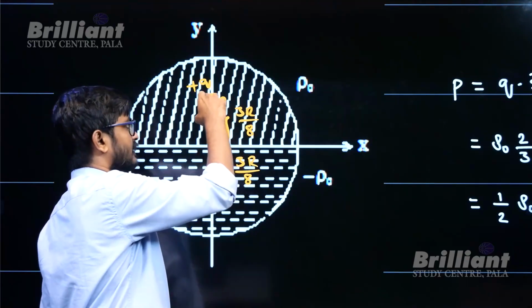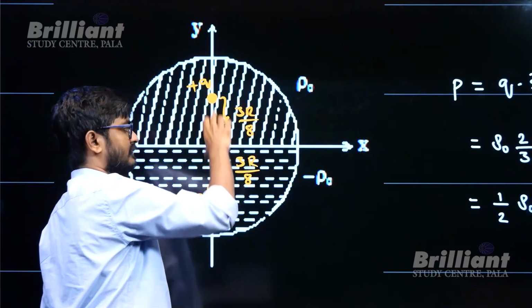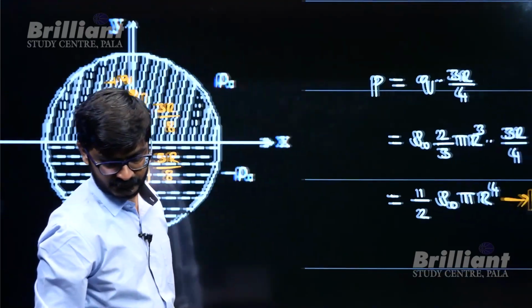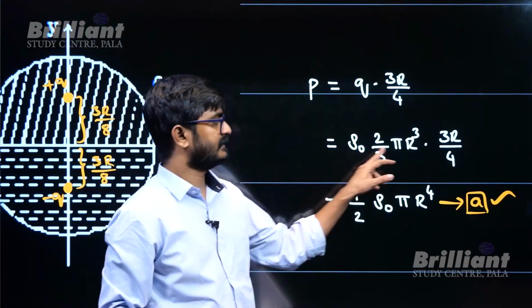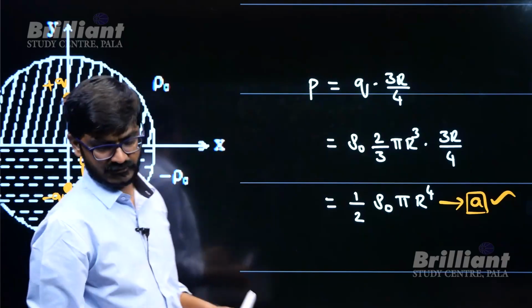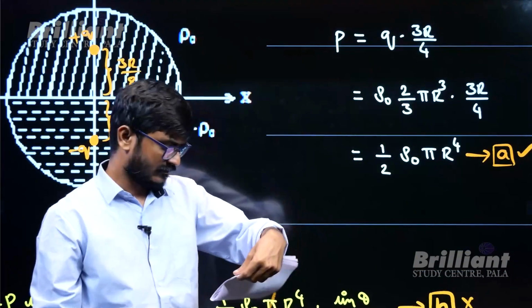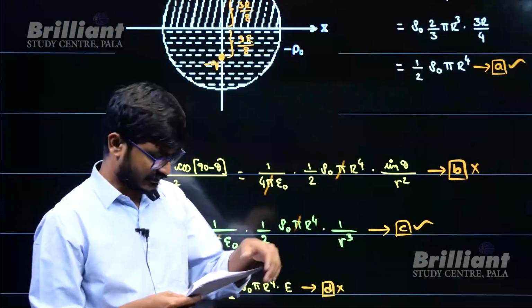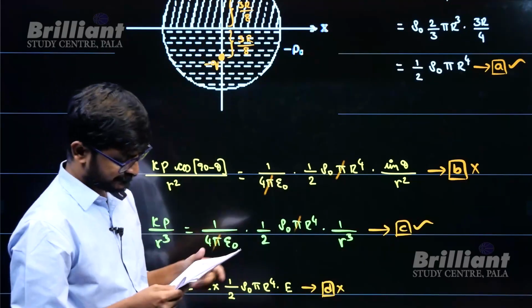Now what is the dipole moment? The dipole moment is the charge on this half into this total distance 3r by 4. The charge on that half will be density into the volume of that half, and the distance between them is 3r by 4. So that will give you option A. Once you know option A, then you can see all the other things.